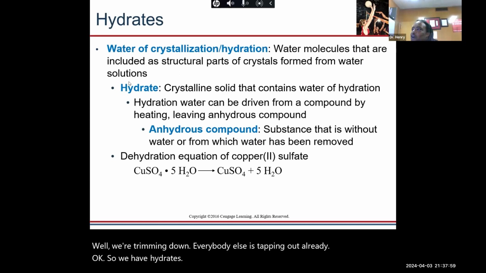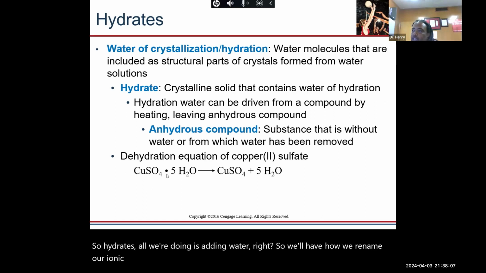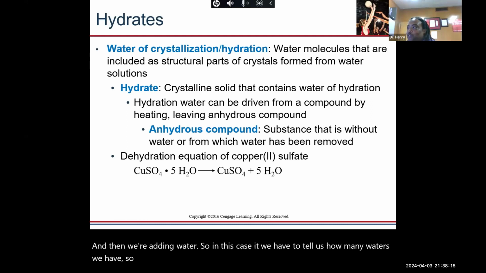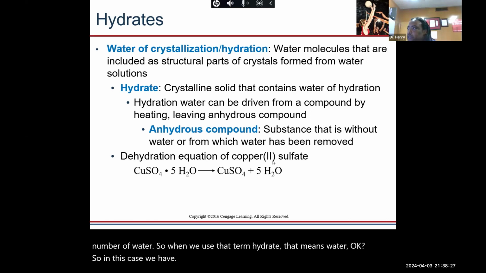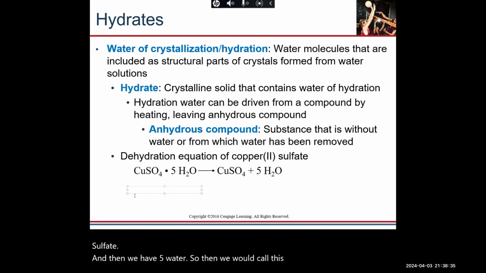Okay, so we have hydrates. So hydrates, all we're doing is adding water, right? So we'll name our ionic compound, and then we're adding water. In this case, we have to say how many waters we have, so here we're going to be using those Greek prefixes to tell us the number of waters. When we use the term hydrate, that means water. So in this case, we have copper(II) sulfate, and then we have 5 waters. So we would call this guy pentahydrate.